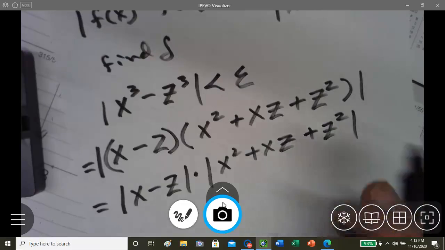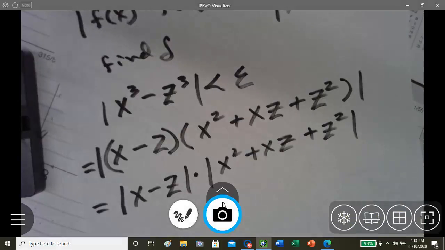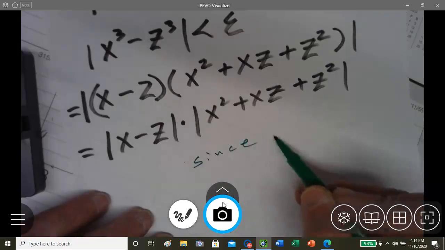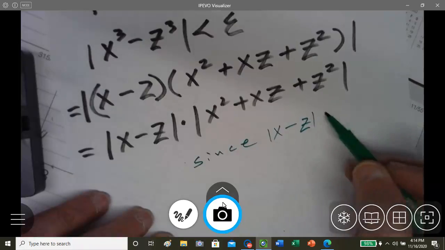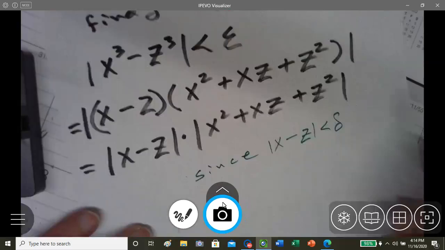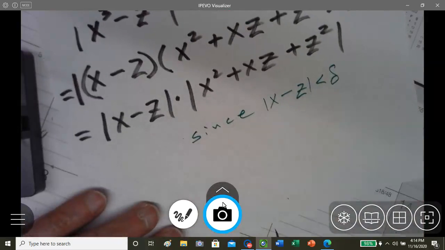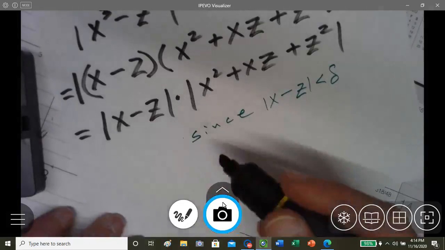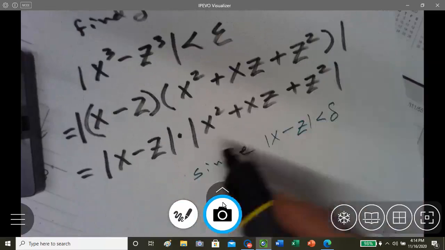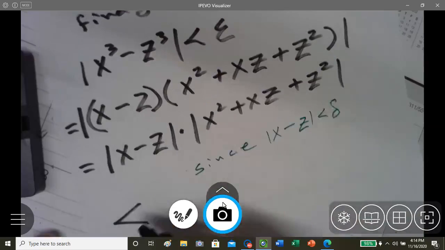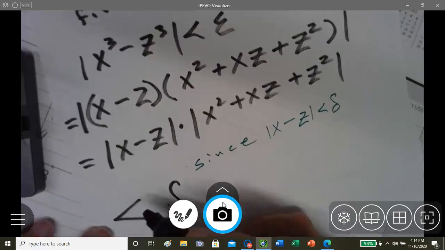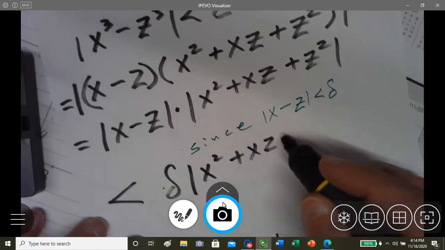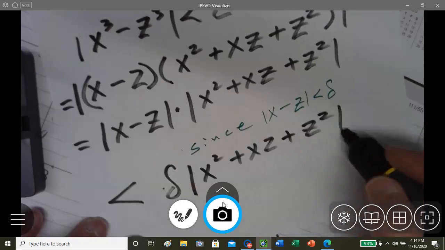Okay, and since we said the absolute value of x minus z is less than delta, that's what we said here, then we can substitute delta in for that x minus z. Since this is less than delta, this expression will be less than this one. That's why we have to change it to less than. And then this will be the absolute value of x squared plus xz plus z squared.